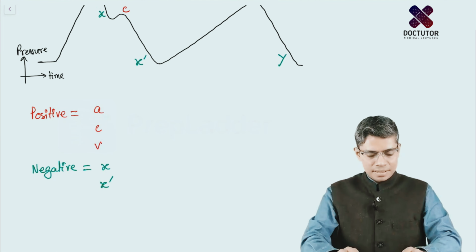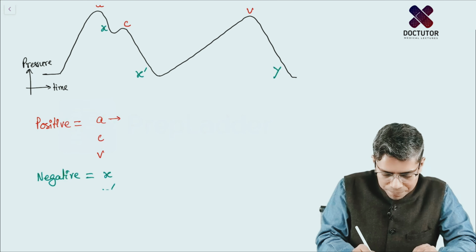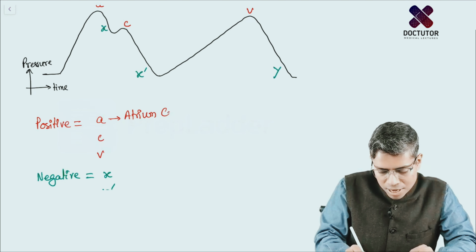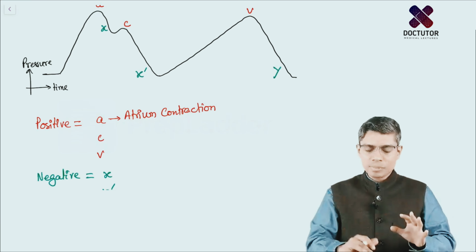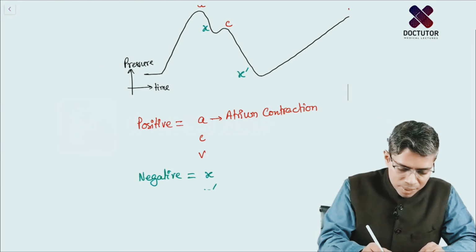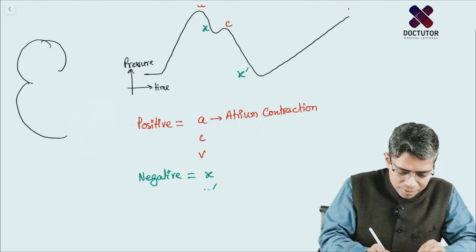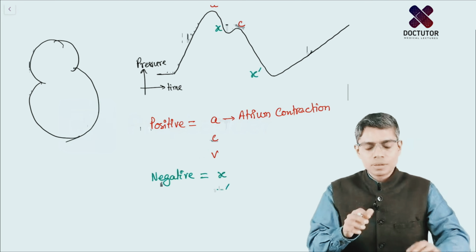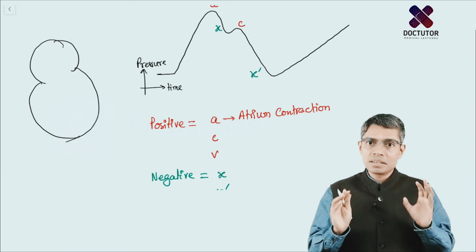So remember like this: A means atrium contraction. So the A wave is due to atrium contraction. We are looking at the right atrium pressure changes. So try to imagine a diagram like this. This is your right atrium and this is your right ventricle. Now we are looking at the atrium chamber. So the A wave is due to atrium contraction.